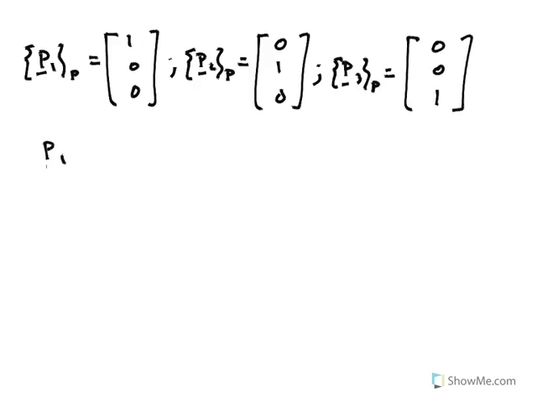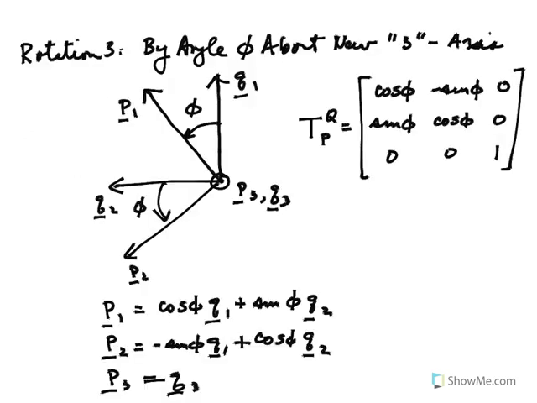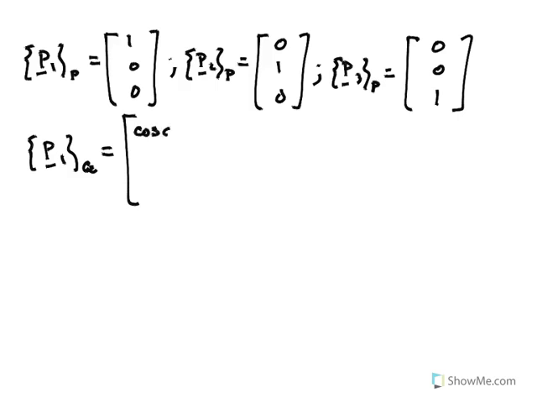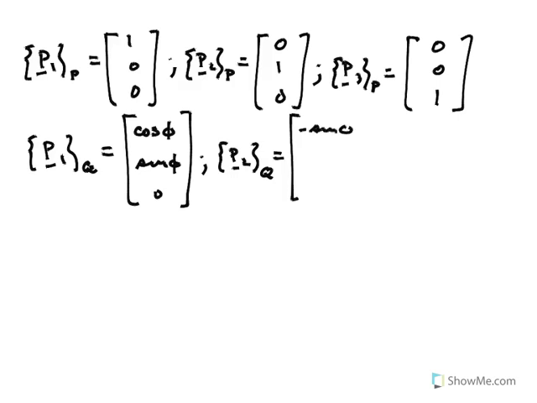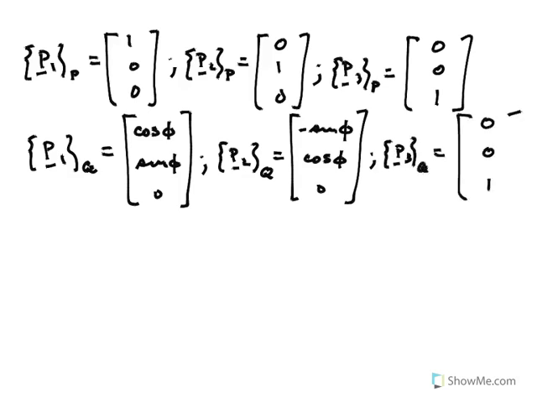But if I take P1 and I express it in Q, I get from this result here, cosine of phi, sine of phi, 0. P2 expressed in Q is equal to minus the sine of phi, cosine of phi, and 0. And then finally, P3 expressed in Q is equal to 0, 0, 1.